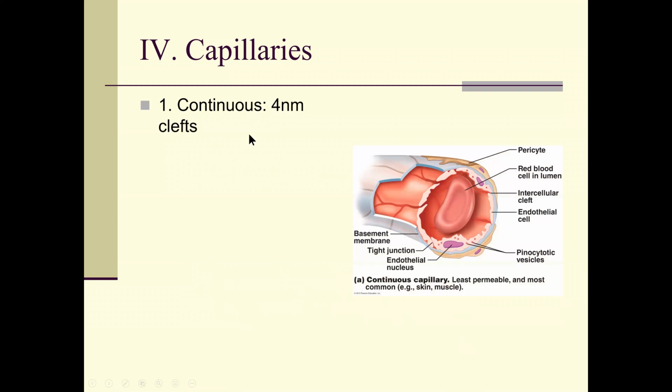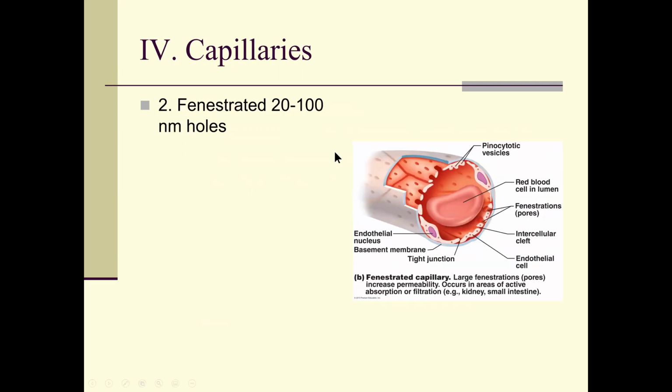These are just types of capillaries. We have a continuous capillary with a 4 nanometer gap, okay? Nanometer, nanotechnology, 10 to the minus 9 meters. 10 to the minus 6 is a millionth, and 10 to the minus 9 is a billionth, so that would be 4 billionths of a meter. These have clefts in them. Clefts are just areas where things can move between. Fenestrations are holes here where things can move in between the capillary. They're 20 to 100 nanometer holes.